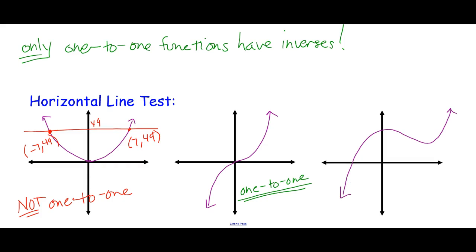just like with the vertical line test, one bad spot ruins it for everything. Same idea with the horizontal line test. Draw a horizontal line there. It hits there, there, and there. All of those points are the same output, but they have different inputs. That thing is not one-to-one.